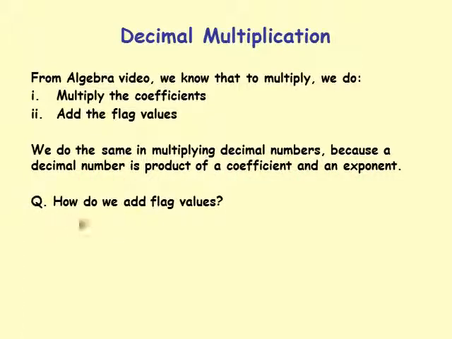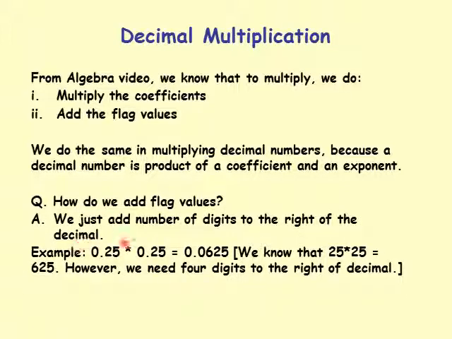Let's continue. How do we add exponent values? We just add the number of digits to the right of the decimal. It's very easy. And in a decimal number, the exponent value is the negative of the number of digits to the right of the decimal point.